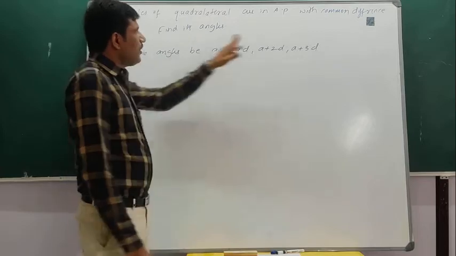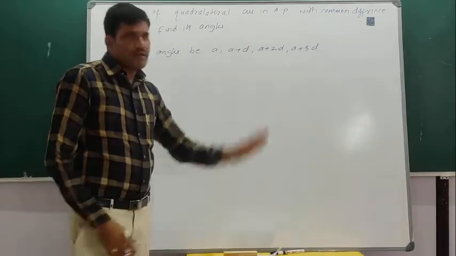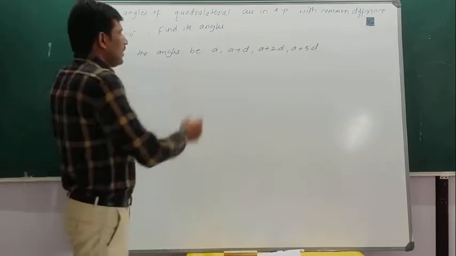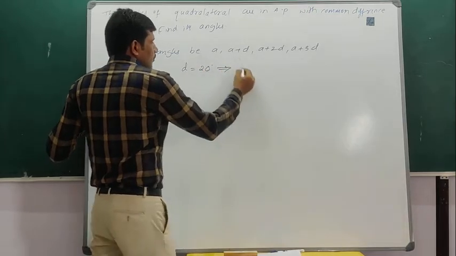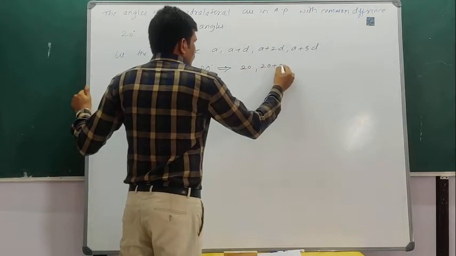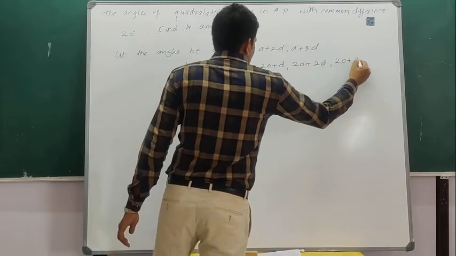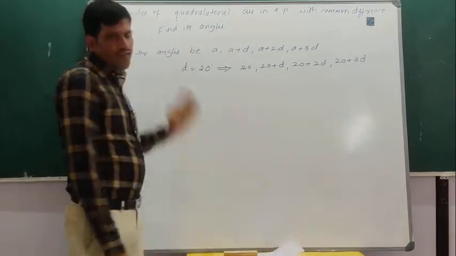But here the common difference is already given. So this is the reason why we take the numbers as a, a plus d, a plus 2d and a plus 3d. Common difference is how much? 20. So d is 20. The common difference is already given, 20 degrees.